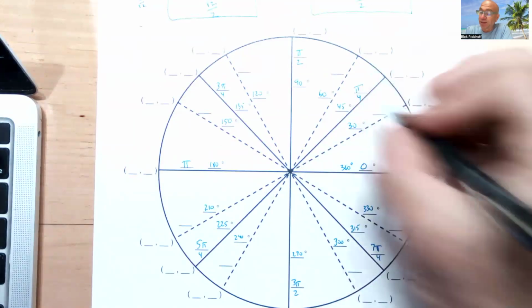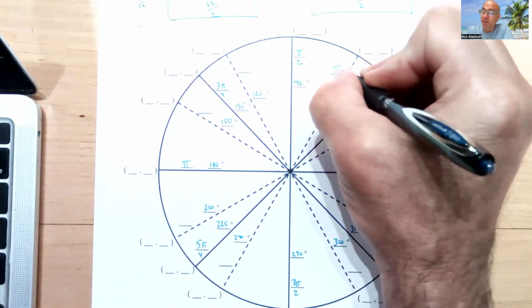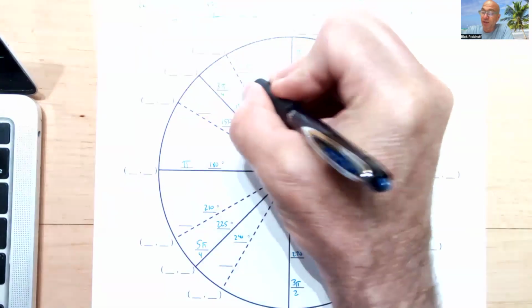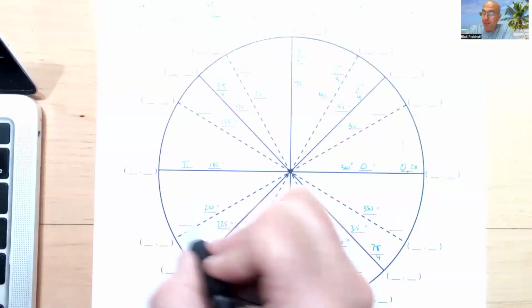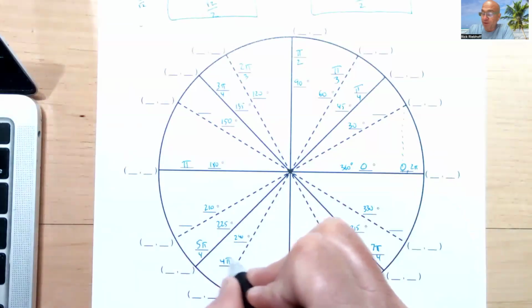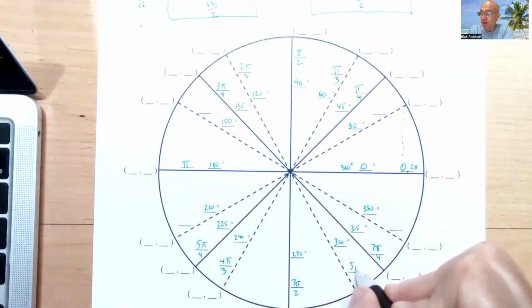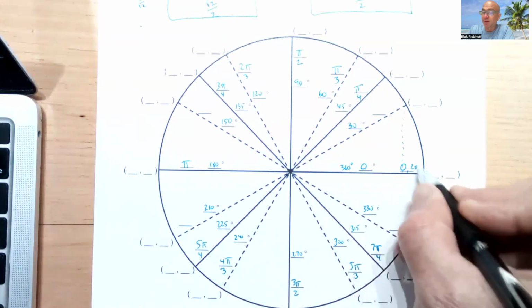I used to play it. Anyways, this is pi thirds. This is 2 pi thirds, 3 pi thirds, 4 pi thirds, 5 pi thirds, 6 pi thirds.